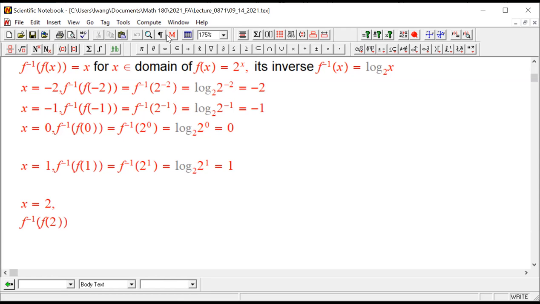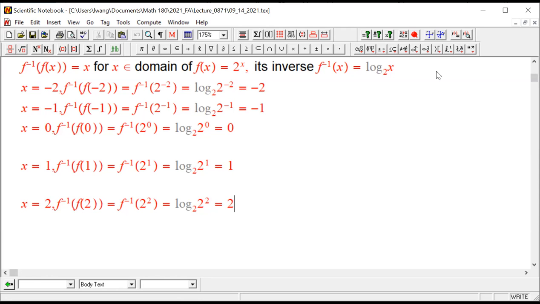Last one today. Okay, 2. F inverse of f of 2, which is 2 squared. Then I take 2 squared and plug it right into the logarithm base 2. So I get 2 to the power 2 as the input. The output is 2. So far, so good, everybody.